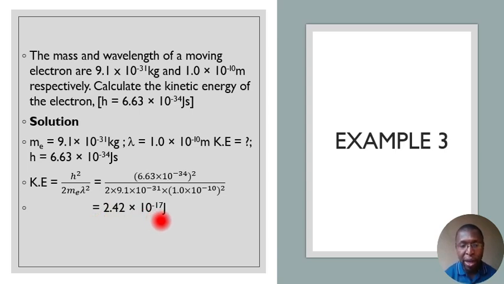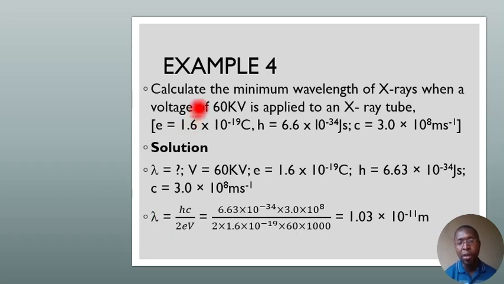Okay, so let's take another example. Here it says, calculate the minimum wavelength of X-rays when a voltage of 60 kilovolt is applied to an X-ray tube, given that the charge is 1.6 times 10 raised to the power minus 19 coulomb, Planck constant h is 6.6 times 10 to the power minus 34 joule-seconds, and then the speed of light, which is c, is 3.0 times 10 to the power 8 meter per second.